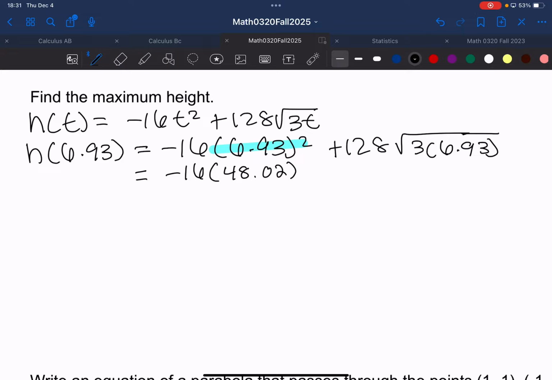4802 plus 128, and then I would simplify this part inside your calculator. 3 times 6.93.